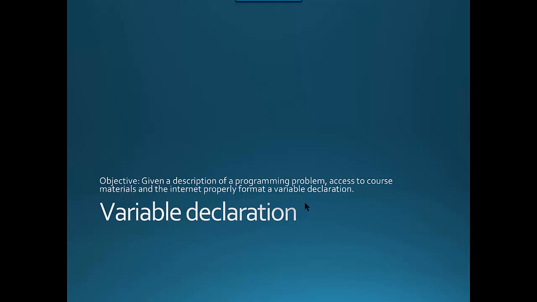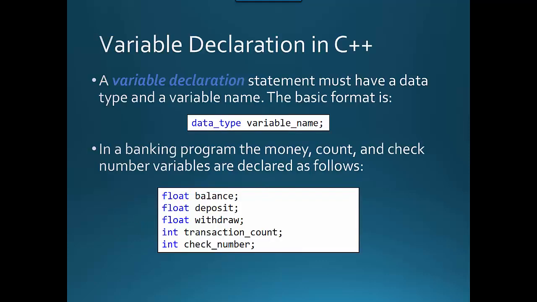So now that we know what the different types are, how do we use those to declare variables? Well, a variable declaration is a statement that must have a data type and a variable name. The basic format is you provide a data type, which has to be one of the keywords we identified. And then the variable name can be anything you want it to be. In general, when you're declaring a variable name, you want it to be meaningful. And it's not unusual to use compound words. And the way you can do that is you can use an underscore to separate the words.